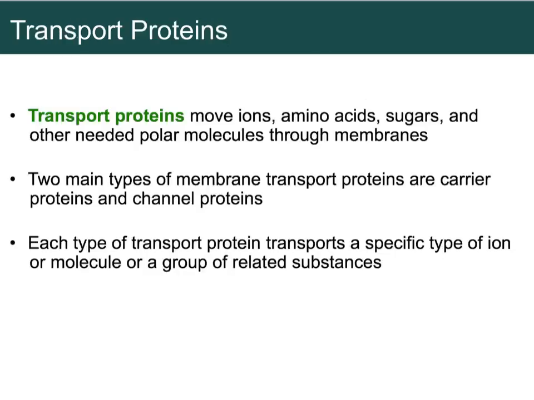Now, for those things that can't get through normally, we have transport proteins. These are proteins that help move things across, including ions, amino acids, sugars, and other big polar molecules that need to get through. There are two basic types: carrier proteins and channel proteins. They're exactly the way they sound. Carrier ones carry the thing across. A channel is pretty much a gate where things just flow right through.